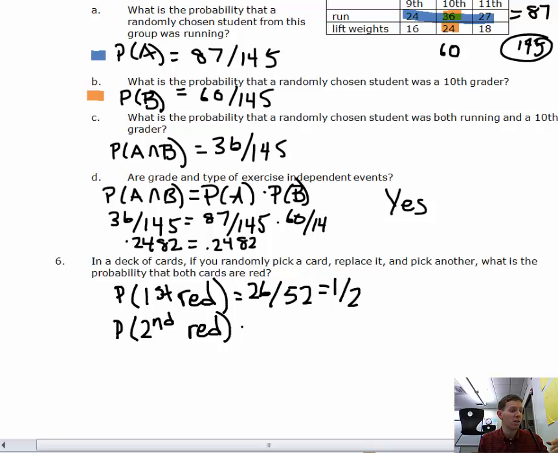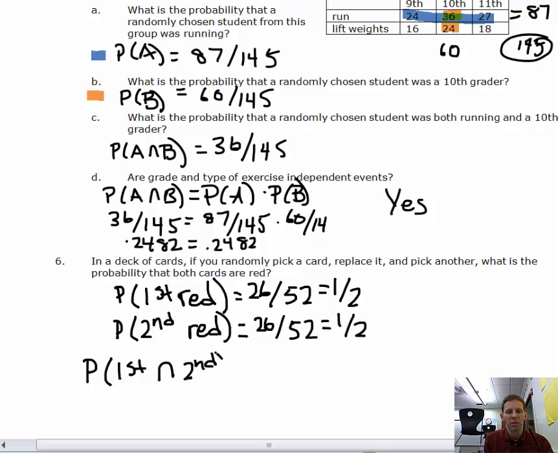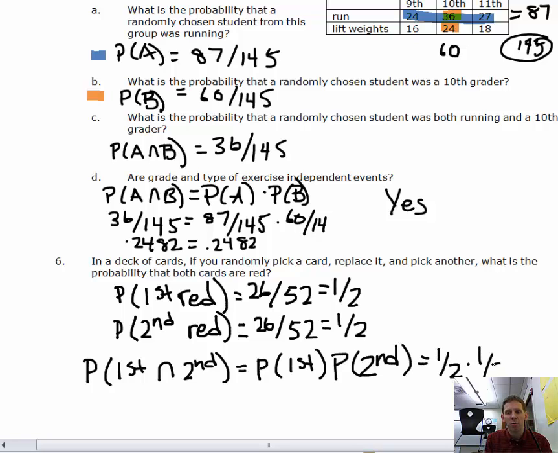Let's say it was a King of Hearts. That's great. It's going back in the deck, so the King of Hearts is back in play again. 26 out of 52 is the probability the second card is red, which is 1/2. We're looking for the probability that both cards are red. That means the first card is red and the second one is red. This is basically the probability of A and B. And these events would be independent because what happens with the first card has no impact on what happens on the second card. Doesn't matter what you draw the first card, the second card can still be anything. So we are allowed to multiply these two probabilities together, the probability that the first is red times the probability that the second is red. And when you multiply these probabilities, you get 1/2 times 1/2, which is 1/4.